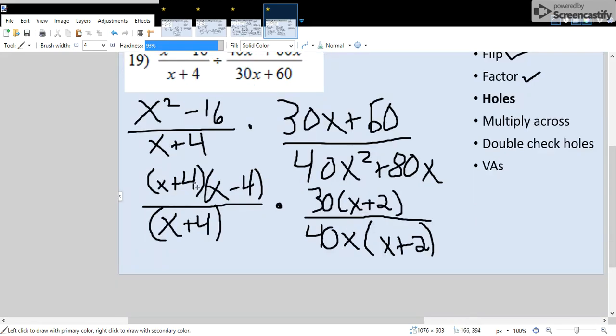Okay, here's our factored forms. So from here we're going to see if anything cancels out and how you get 0 for those things that cancel out to find your holes. So pause the video again, see which ones cancel on your paper. Okay, if you got x equals negative 4 and negative 2, then those are correct. Also, you could reduce 30 over 40 to 3 over 4. Now multiply straight across. We should have x minus 4 times 3 all over 4x.